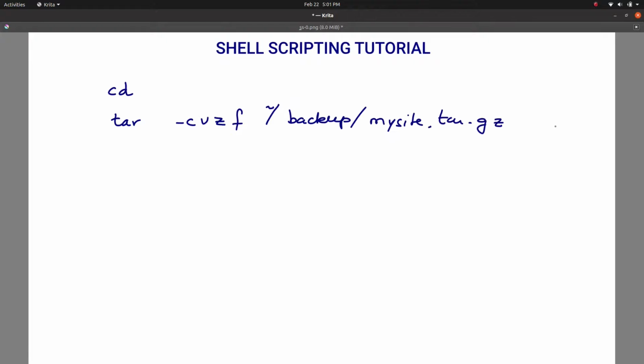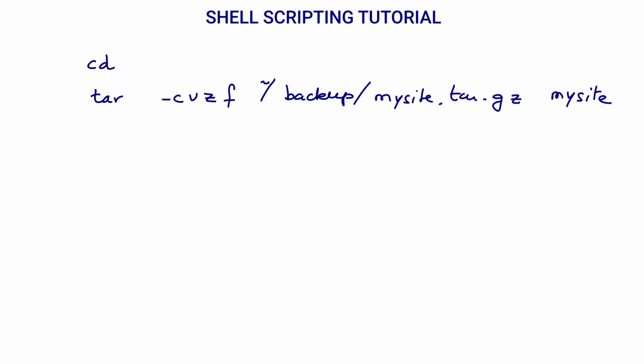So I can give the command on the local system cd. This puts me back in the home directory. tar -cvzf ~/backup/mysite.tar.gz mysite. I may have some more auxiliary commands. Now it's a hassle to remember and type all these commands correctly every time I want to take this backup.